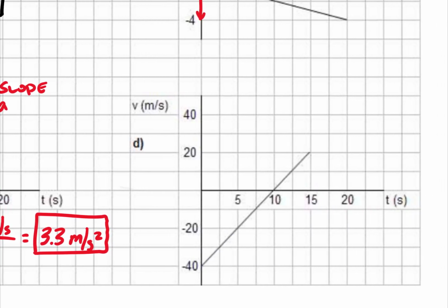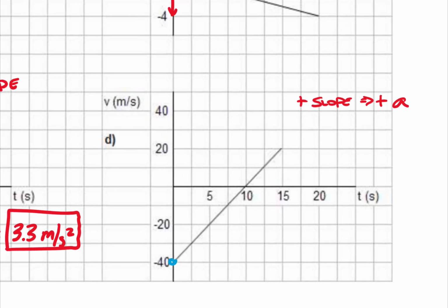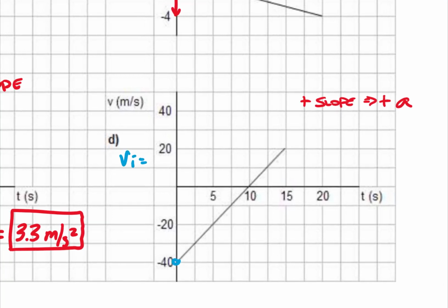Now, over here, all my values for velocity start off negative, but I still have a positive slope, so I should have a positive acceleration. Well, let's go through it. We start off here with an initial velocity of -40 meters per second. And I end up here with a final velocity of 20 meters per second. And the time that that whole thing takes place in is 15 seconds.